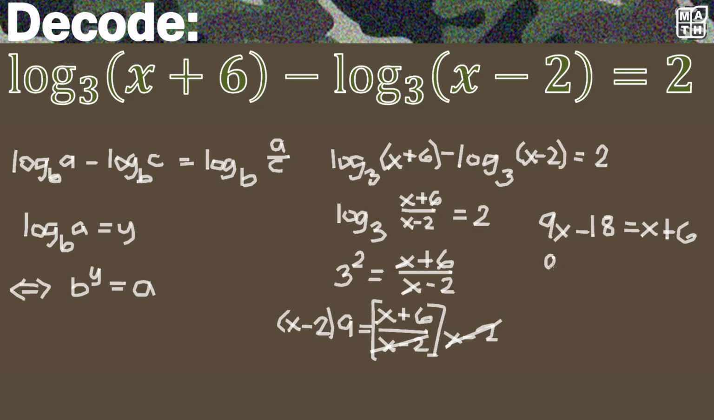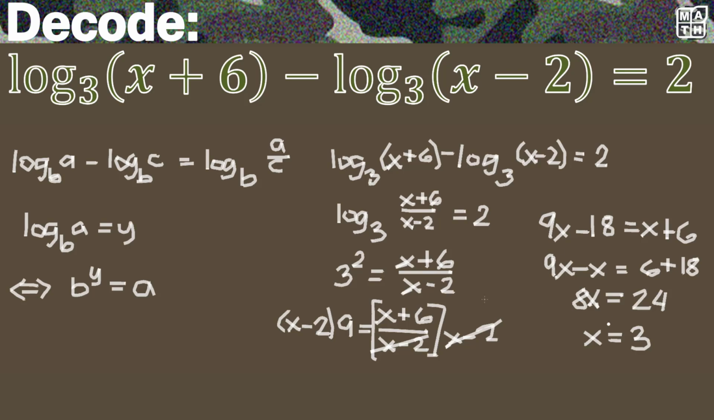You'll have 9x minus x is equal to 6 plus 18. You'll get a result of 8x is equal to 24. Therefore, the value of x, which could satisfy the given logarithmic equation, is equal to 3. This is the result, and we can verify it by substituting it in our equation, and you could do that on your own.